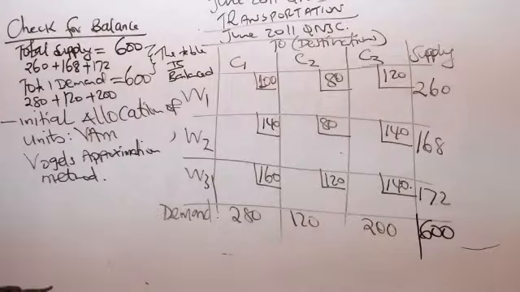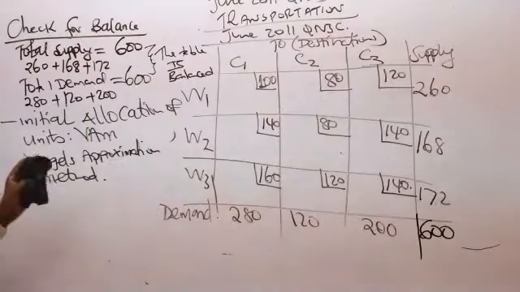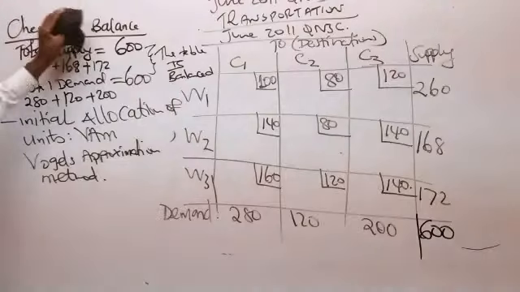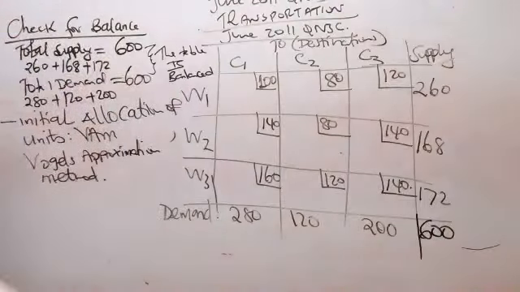I would want to rub this side, delete this side, for me to be able to tell you much more about Vogel's approximation method. Can I rub this small side? Are you through with writing this part? Yes, thank you very much.